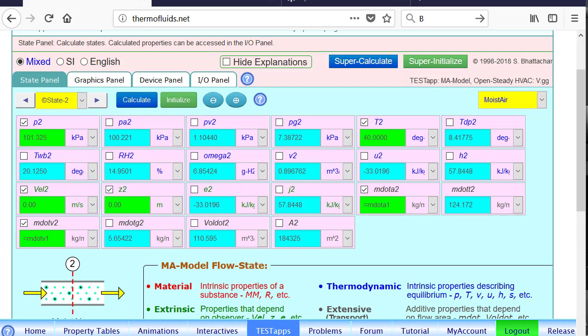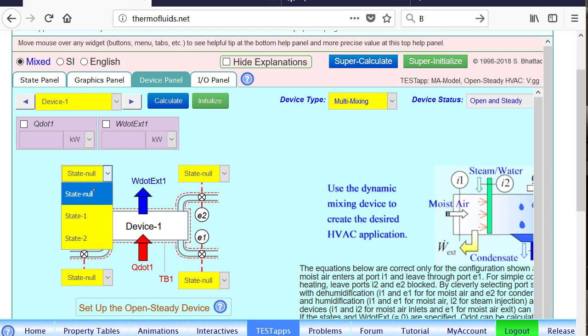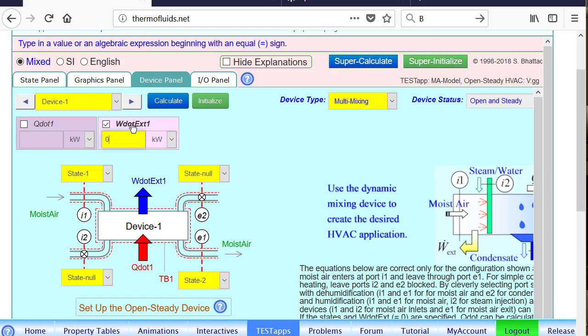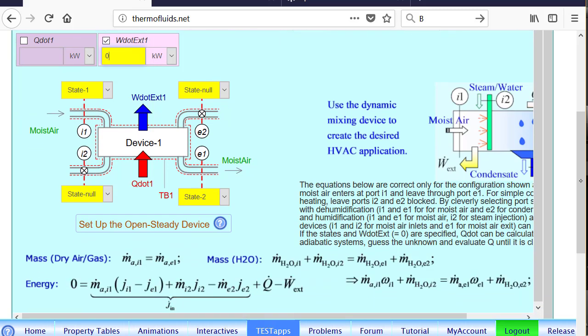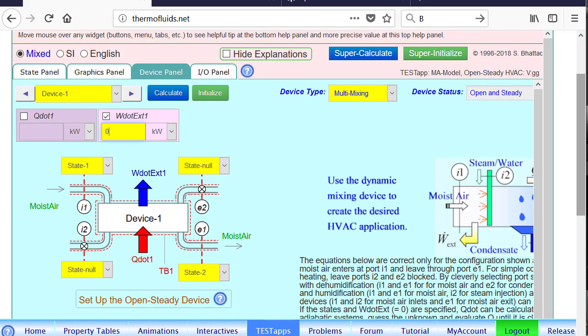To evaluate the heat transfer, we go to the device panel and it looks like a complicated system, but really it's not. We have only one inlet and one exit. State 1 is our inlet and let's say state 2 is our exit, and let's leave the other two states blocked. So one inlet and one exit, moisture coming in, going out. We know there is no work transfer and the rest is very simple. The energy equation is now solved because we know all the properties to figure out what the heat transfer is, and 62.7, here you go, is our answer.